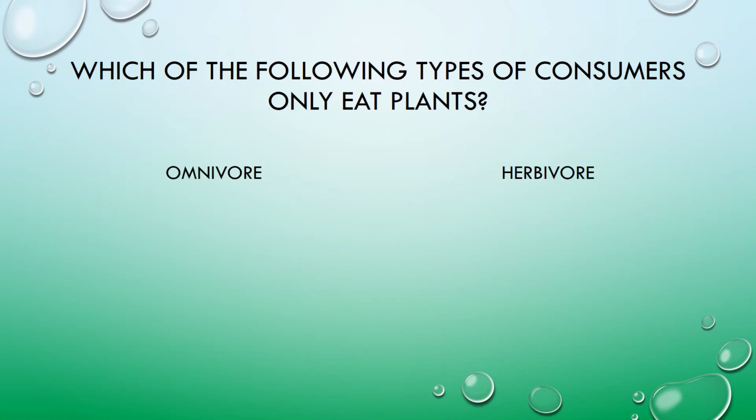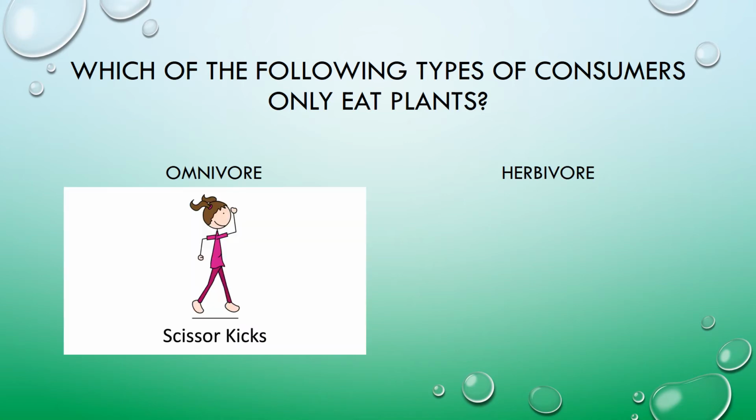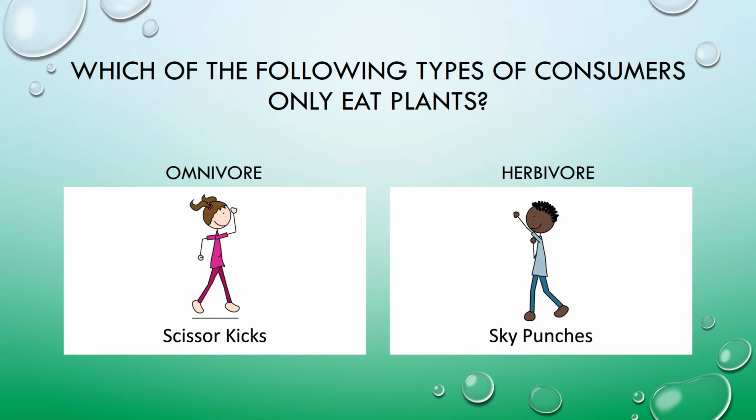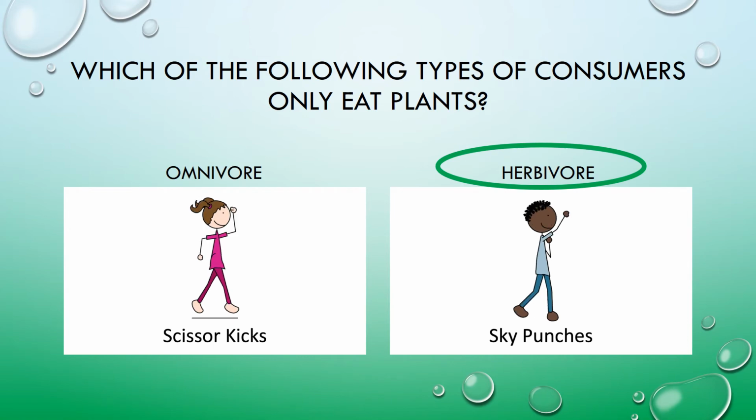Which of the following types of consumers only eat plants? Omnivores or herbivores? If you think it's omnivores, you are going to do scissor kicks. If you think it's herbivores, you're going to do sky punches. Ready? Begin. The answer is herbivore, so you should have been doing sky punches. Omnivores eat both plants and animals.